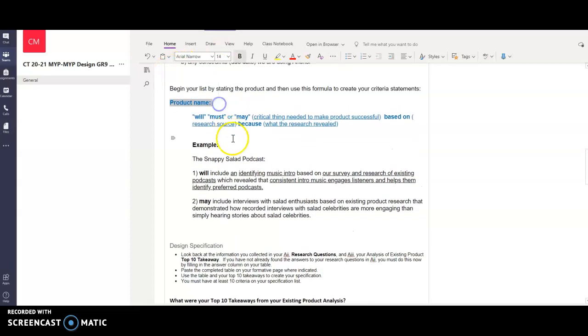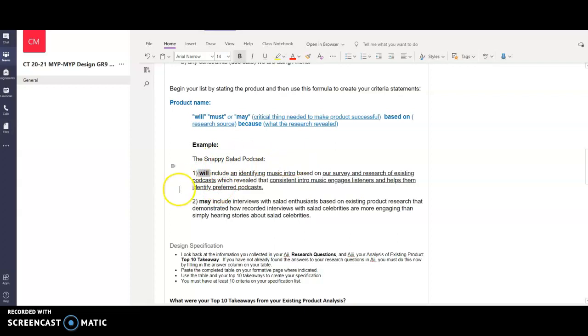As you know, our criteria is very formulaic. So we use the words will, must, or may to designate whether it's something that has to happen based on our research or that may happen because it's not essential to success, but it would be really nice. Now, if it has to happen, we'll use will or must, and you can see I've used it below: The Snappy Salad Podcast will. This has to happen in order for this podcast to be successful.